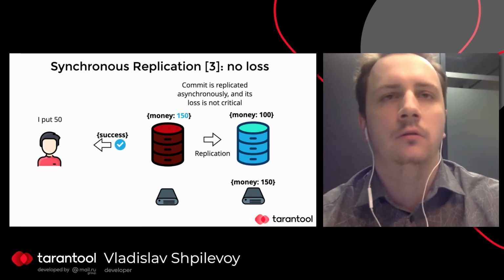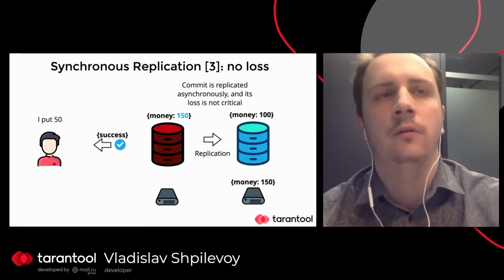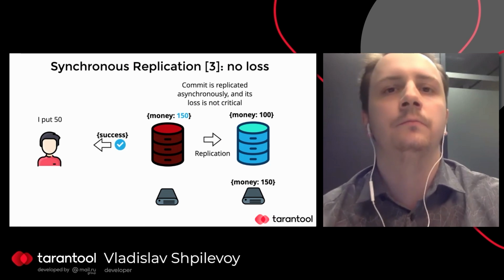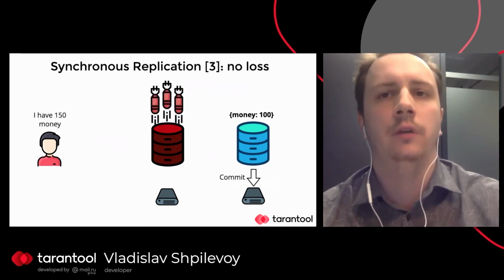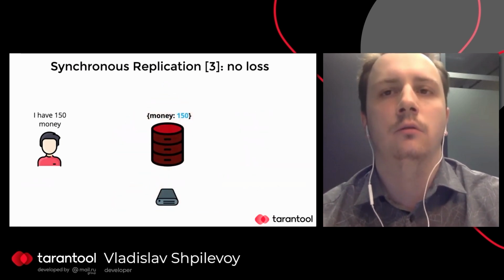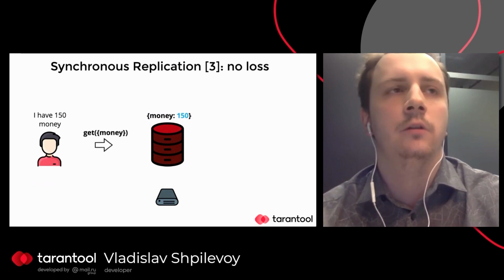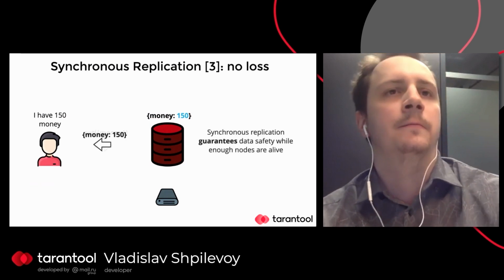But it's fine because loss of the commit entry is not critical. The most important point is the data will survive. If the master node now dies, the second node becomes a new master and the data is not lost. If the client asks for his balance, he will see the information he expects to see.